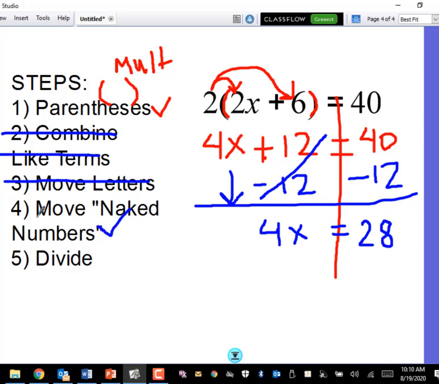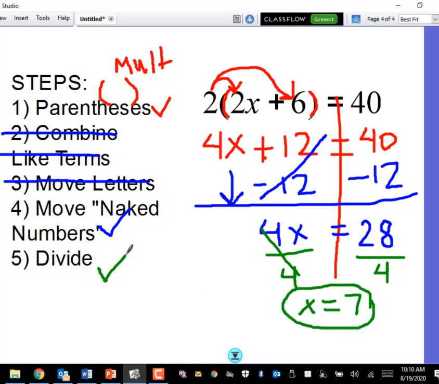Last step, what do we do? Divide. We're gonna divide by 4, the number with x. Divide 4, x is here. 28 divided by 4 is 7, and that's my answer, okay?